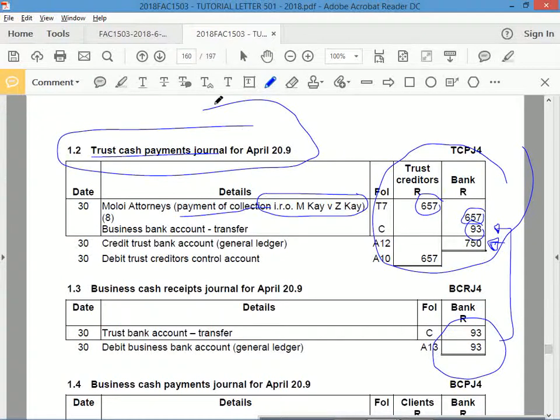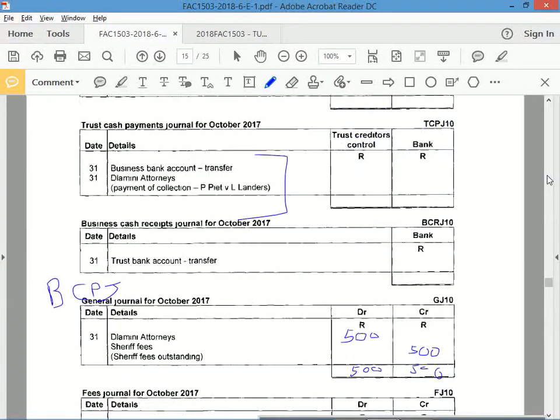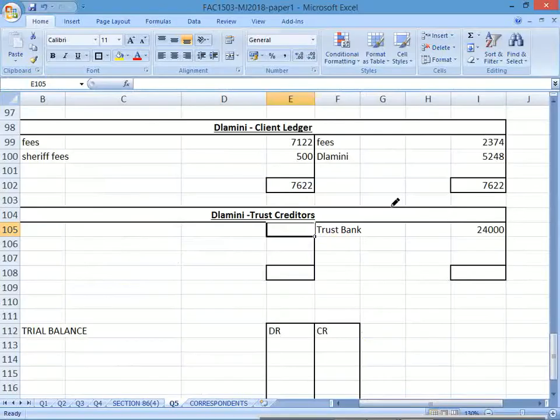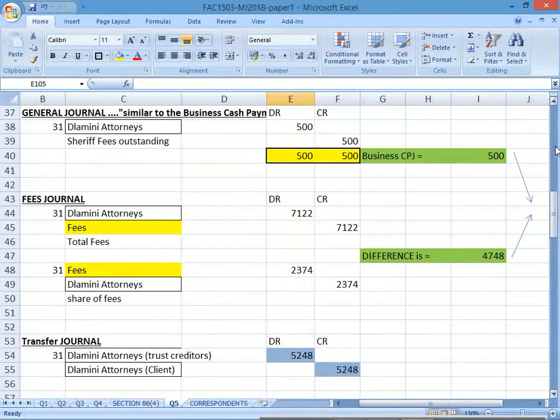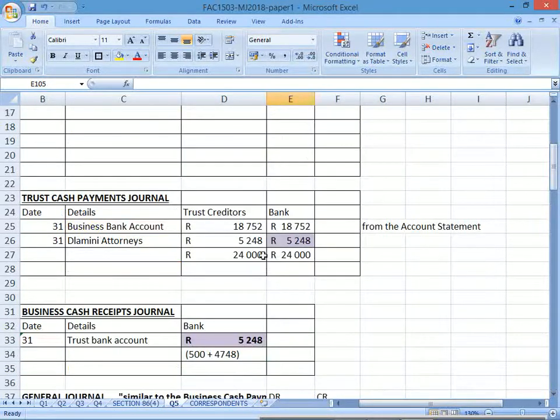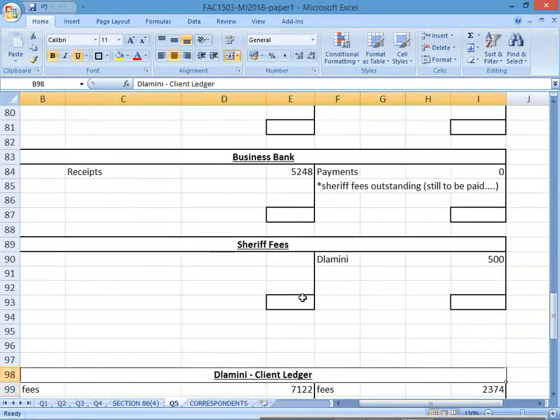Trust Cash Payments Journal. I wrote it down here. There it is, the 18 and the 5.2. Okay, so let's reference those figures: D25 and 26.